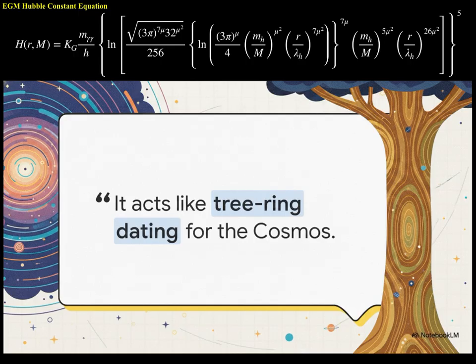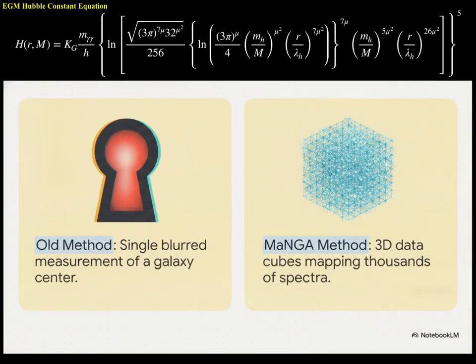To really appreciate how revolutionary this is, think about the technological leap here. Historically, traditional galaxy surveys used a single fiber optic cable. They'd capture one single blurred measurement of a galaxy's center. It was kind of like trying to understand the layout of a whole city by peeking through a single keyhole. But the new method uses custom-designed fiber bundles to create full 3D data cubes. Instead of treating a galaxy as a single dot, we now have 3D maps capturing thousands of distinct data points across the entire structure of the galaxy.